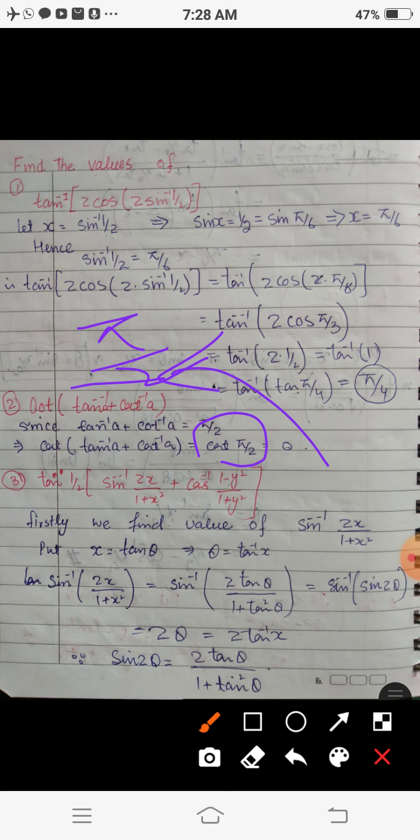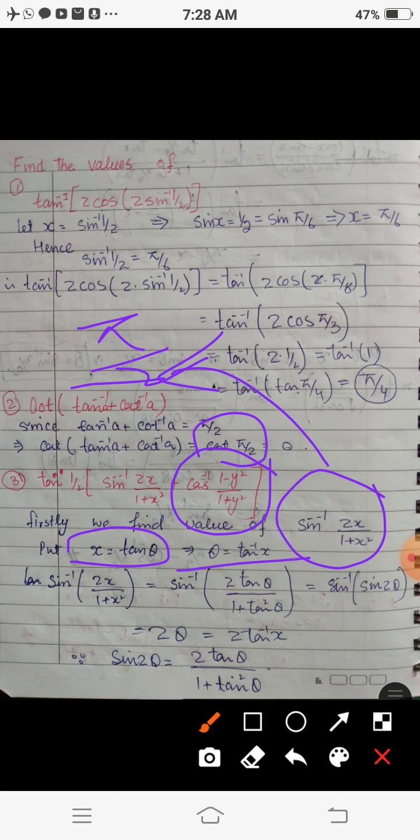Now the third one is tan of 1 upon 2 into sine inverse 2x upon 1 plus x square plus cos inverse of 1 minus y square upon 1 plus y square. Here we will find the value of the sine inverse 2x upon 1 plus x square, and we will firstly solve this cos inverse of 1 minus y square upon 1 plus y square. Now here sine inverse 2x upon 1 plus x square, if we put x equals tan theta, which implies that theta is tan inverse x.